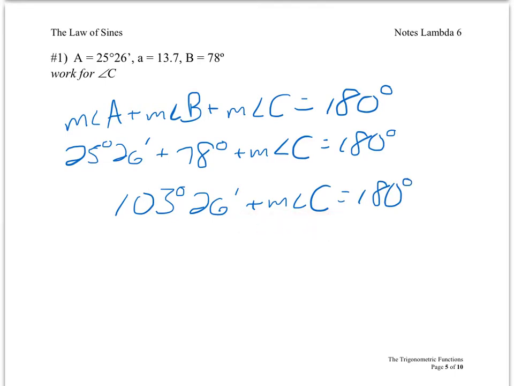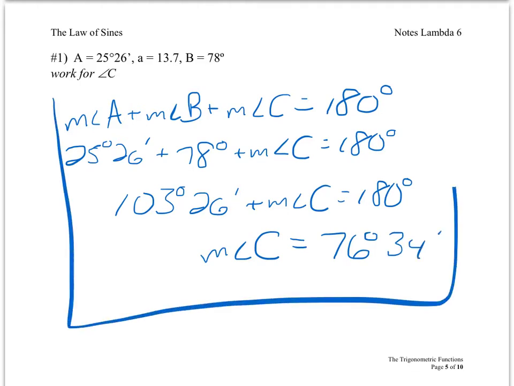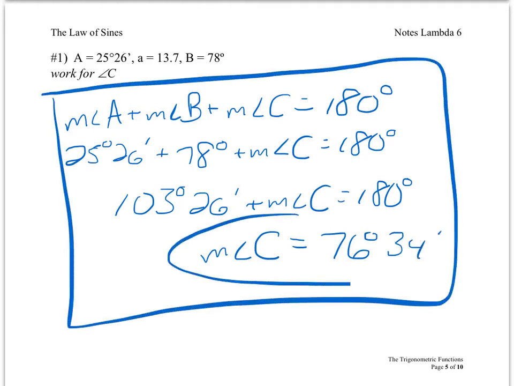To get measure of angle C by itself, we have to get rid of this positive 103 degrees 26 minutes. We're going to subtract it from both sides of the equation. If you subtract it from the left, measure of angle C is by itself. If you subtract it from 180 degrees, you're going to get 76 degrees 34 minutes. So we know that the measure of angle C is 76 degrees 34 minutes. That way the picture shows that you have 76 degrees 34 minutes.